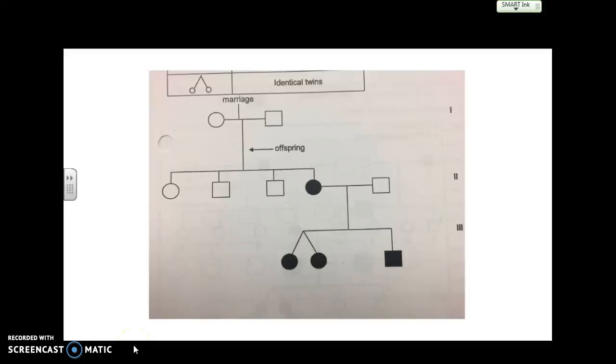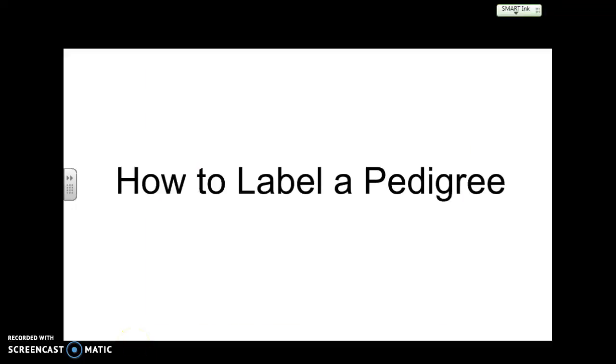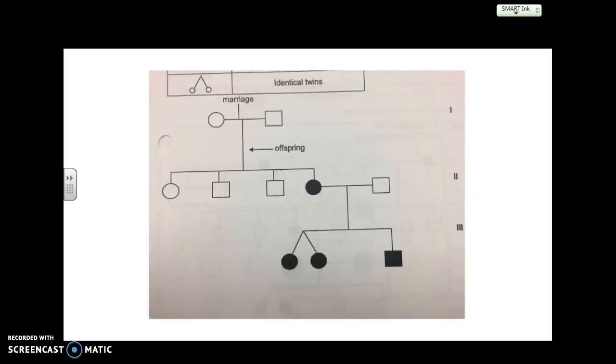All right, so this video is going to teach you how to label a pedigree. What is a pedigree? A pedigree is a diagram that shows you the inheritance of a trait over generations. So each line here represents a generation.